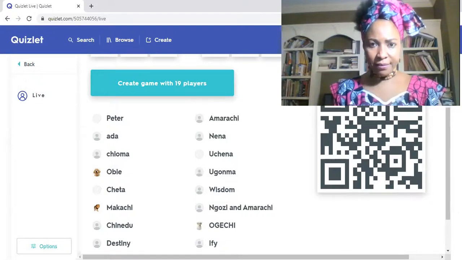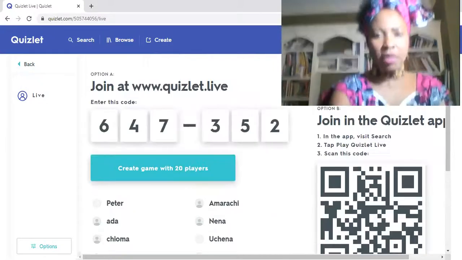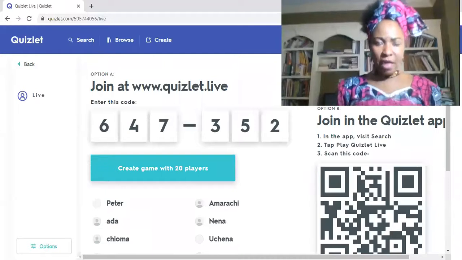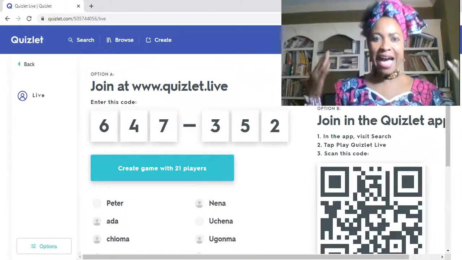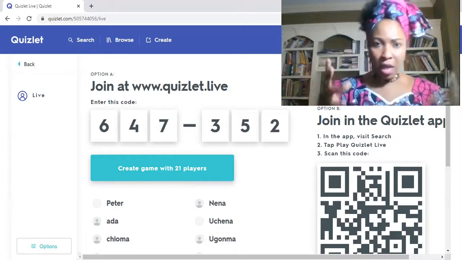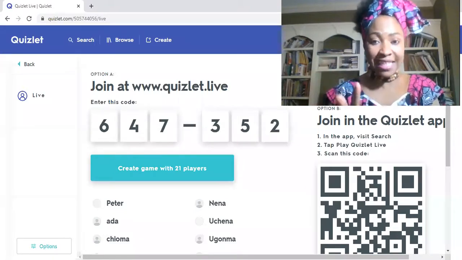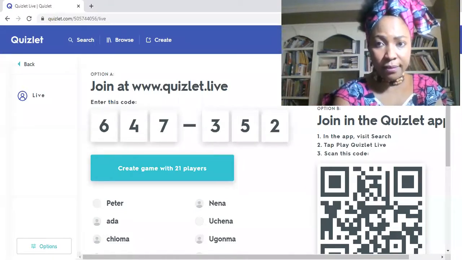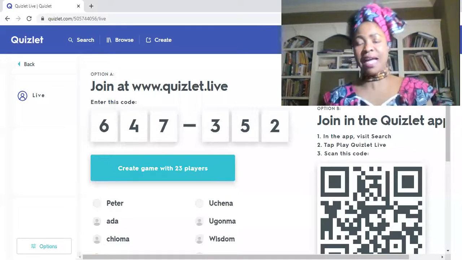I can't see the code anymore. You can't see the code, okay. Can you see it now? Okay, good. Only 20 players. We have 30 something here. I need everybody to put the code fast because I'm going to start it right away. We're about to start the quiz.